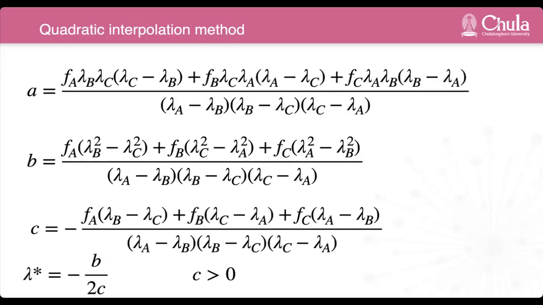And this is a, b, c. We write the explicit function of a, b, c as a function of fa, fb, fc, lambda a, lambda b, lambda c. It looks like this. And the minimum lambda is minus b over 2c.